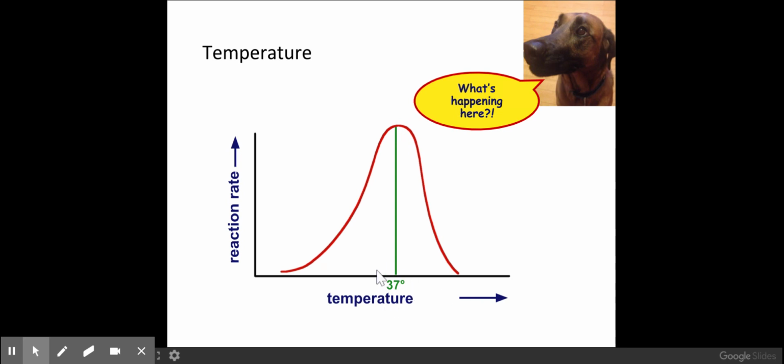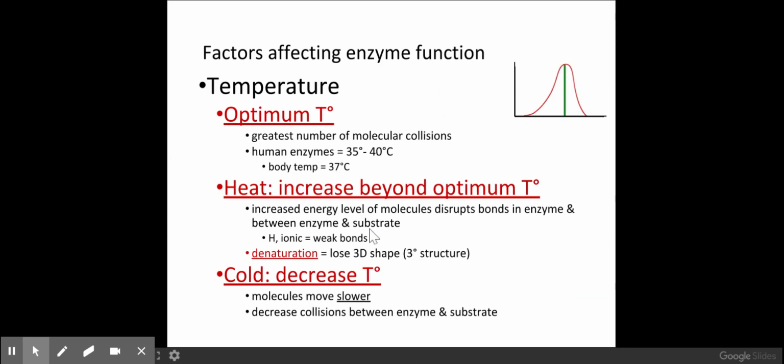Now 37 degrees Celsius is actually going to be body temperature. And for many enzymes, particularly human enzymes, that's actually going to be the optimal temperature. So we call this point where you have that maximum reaction rate the optimum temperature.